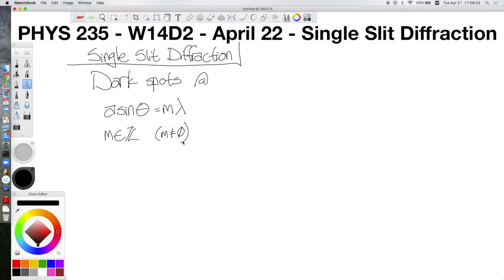So for single-slit diffraction, we're going to have dark spots where a sine theta equals m times the wavelength, where m is an integer, but m cannot be 0. We do not have a dark spot right at the center where theta equals 0. That's the central bright spot.